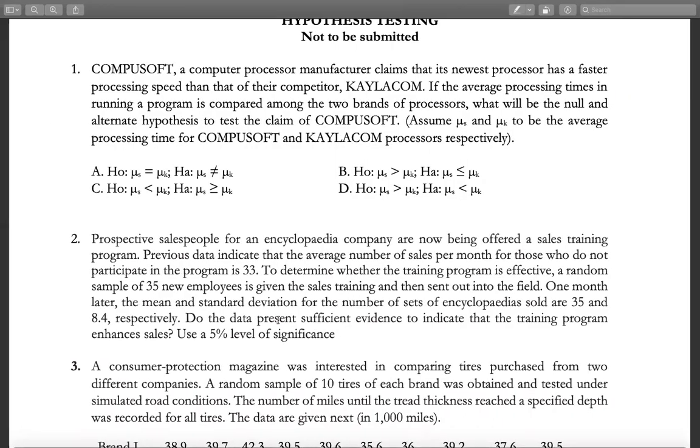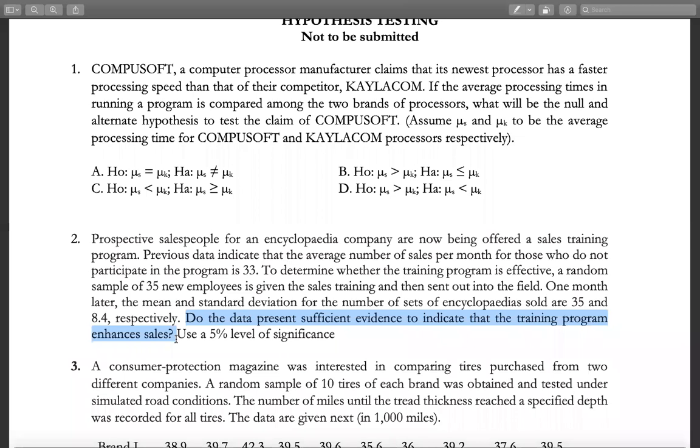Yeah, so we're looking at the claim, right? Do the data provide sufficient evidence to indicate that the training program has enhanced sales? If you want to find out whether the program has enhanced sales, then it means that after the program, you expected that the average sales would be more than what they used to have before. Do you get it? Yes, sir. So your alternate was going to be that the average would be greater than 33. Do you get it? Yes, sir. Very good.